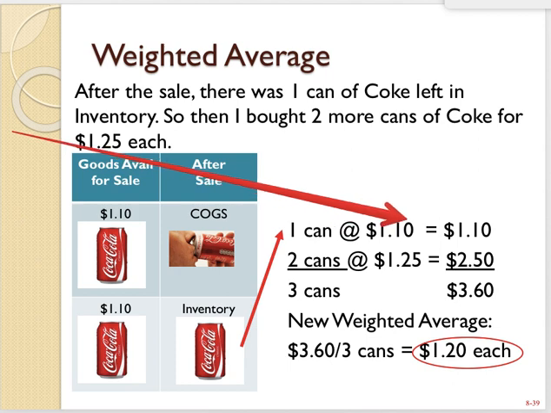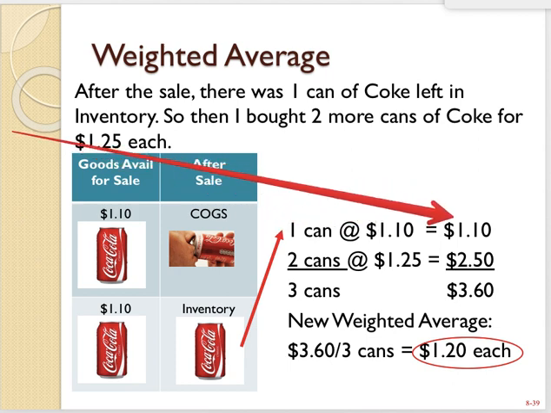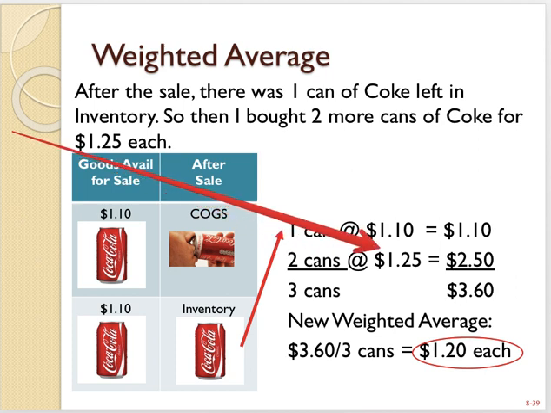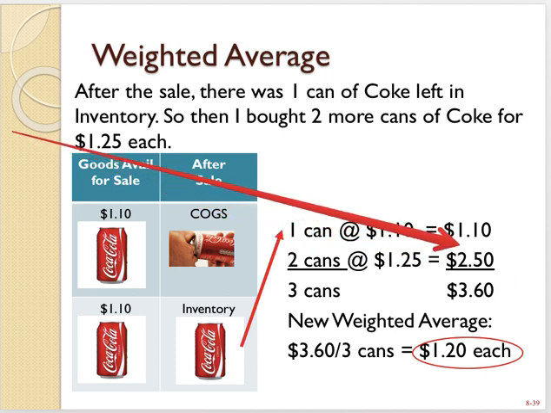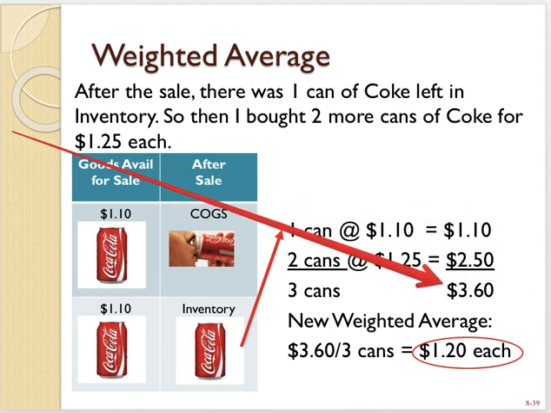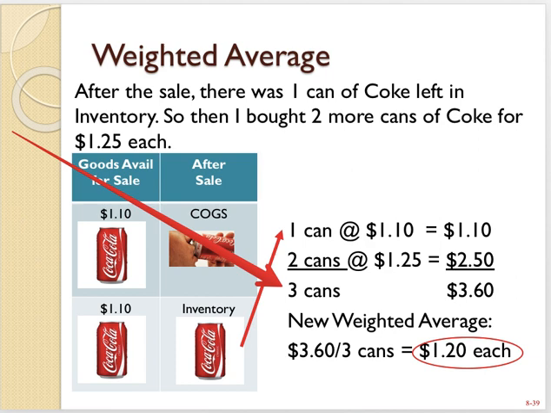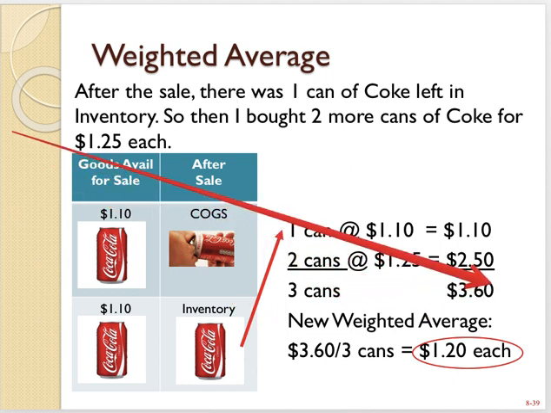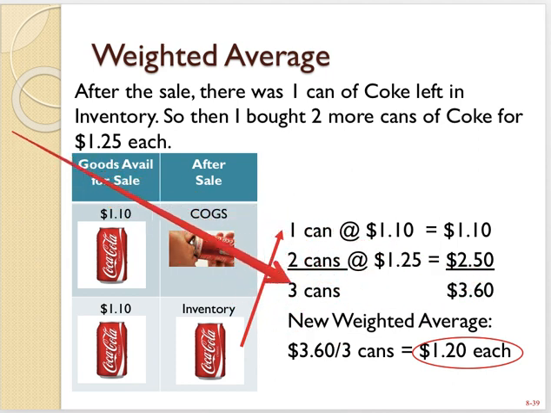We have our first can at $1.10, and if you multiply that out, you get $1.10. And then we have 2 cans at $1.25, and that equals $2.50. So when we calculate our total goods available for sale at that point in time, we have $3.60 total cost, and our total number of units is 3 cans. So now when we calculate our new weighted average, again, making sure that you use the weighted average formula, we take $3.60, which was our total cost, divided by our number of units, which is 3 cans, and that gives us a new weighted average of $1.20.